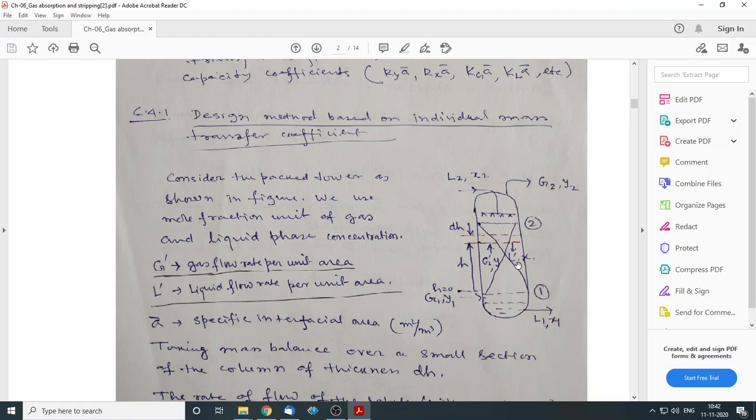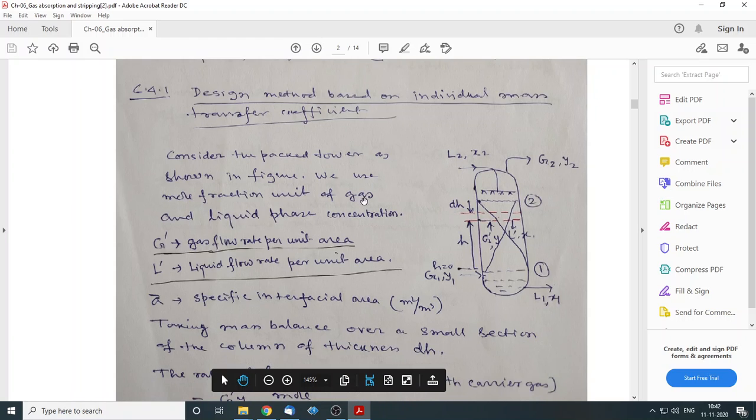So for this system, I consider the packed tower as shown in this figure. We use mole fraction units. Here I have used the mole fraction unit. You need the gas and liquid phase concentrations.